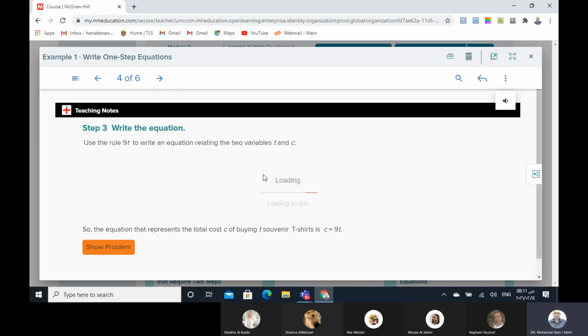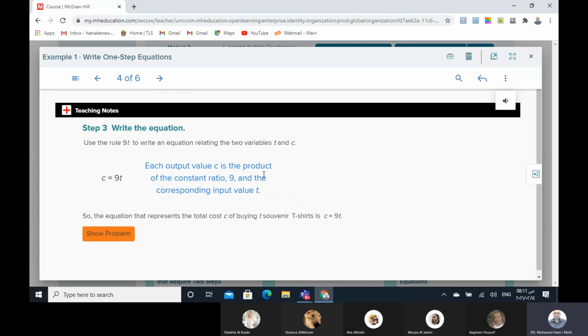So we can write the equation now. C, the cost, equals the rule here, 9 times T. T is the number of the t-shirts. So this is the equation. C equals 9T.